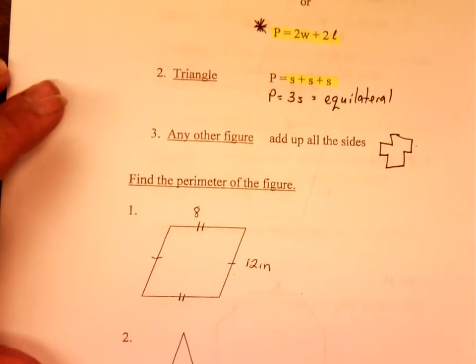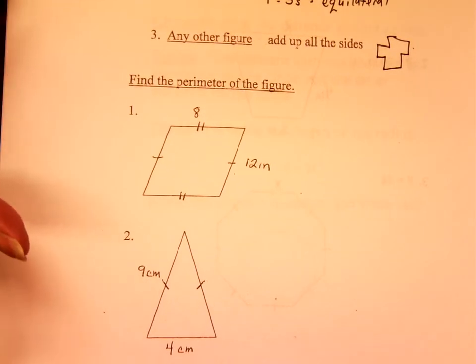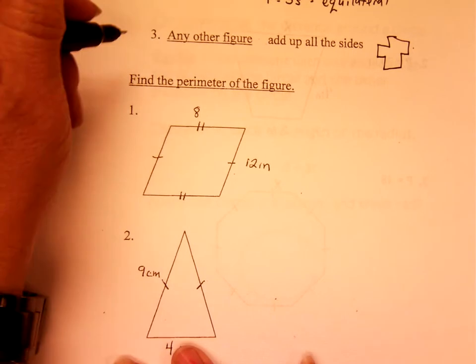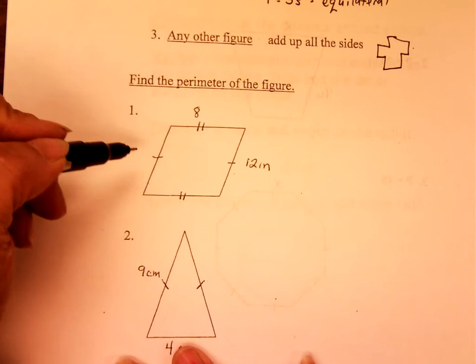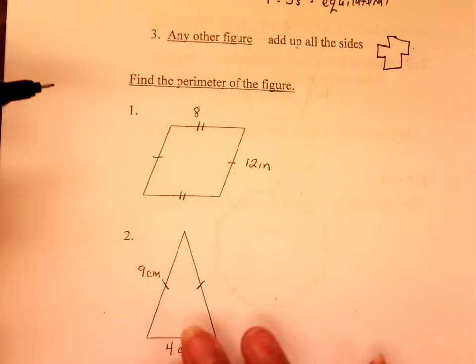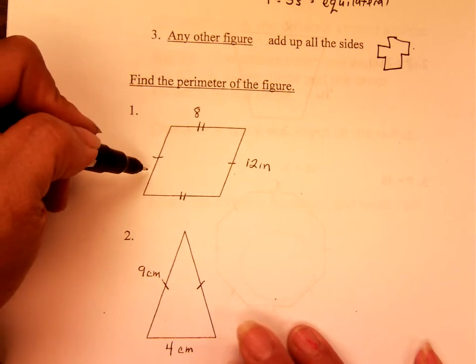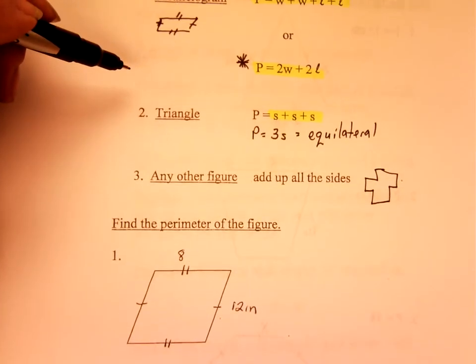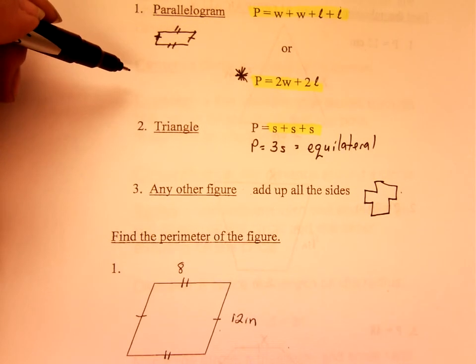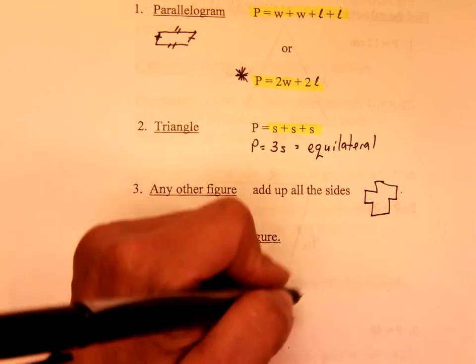So now this is the problem that you'll see, or something similar to this, in your homework and classwork. It says find the perimeter of the figure. So looking at number 1, what formula would you use? You always have to write the formula, no matter what. Is it a parallelogram, triangle, or any other figure? So here, looking at this, which one would you use? Hopefully you had said that this is a parallelogram, so this is the formula you would use.